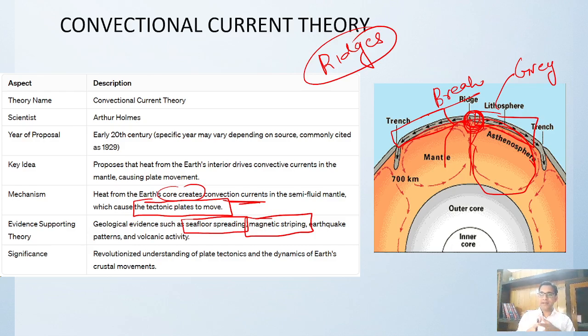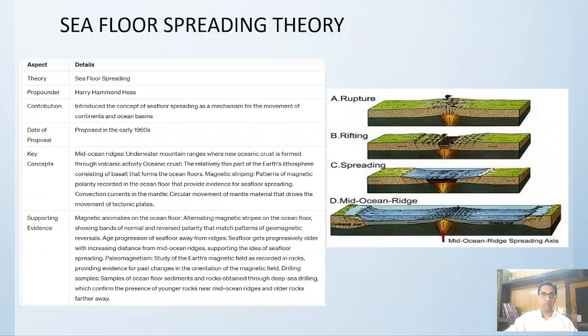That means you will find the latest magma, the new magma, near the ridge, and as you go away from the ridge, you will find the older magma. Okay, then regarding the earthquake patterns and volcanic activity, you will be able to find out that. So this theory again revolutionized the whole process of understanding tectonic plate movement.